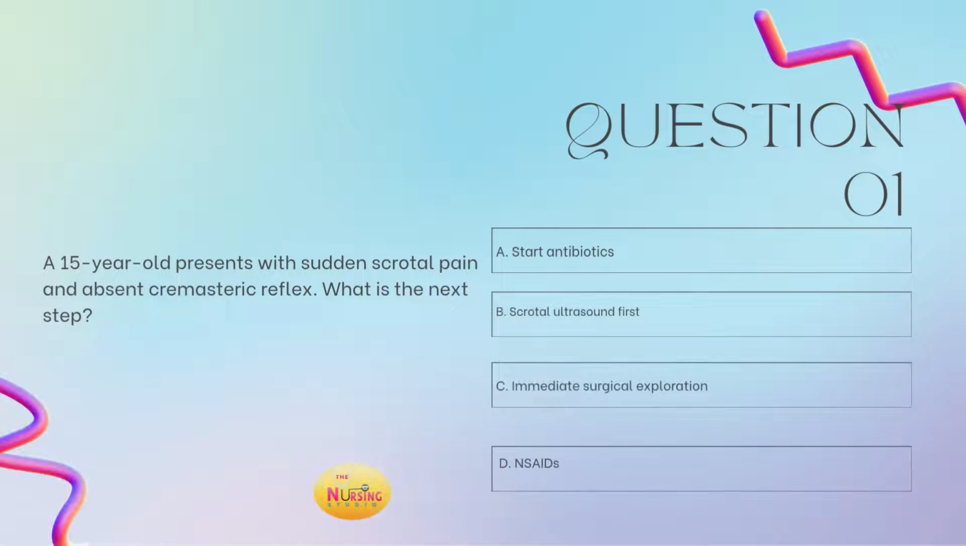All right, y'all, question number 1 for today. A 15-year-old presents with sudden scrotal pain and absent cremasteric reflex. What is the next step? Is it A, start antibiotics? Is it B, scrotal ultrasound test? Is it C, immediate surgical exploration? Or is it D, NSAIDs? Take a moment and tell me what you got, y'all.